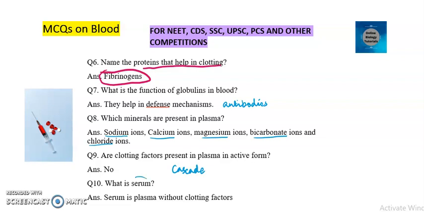What is serum? Very important question. How can you differentiate between serum and plasma? So serum is plasma but clotting factors are not included in it.